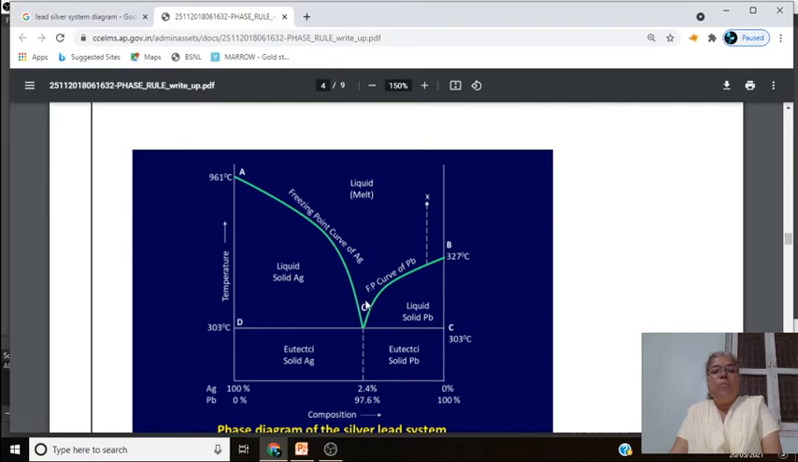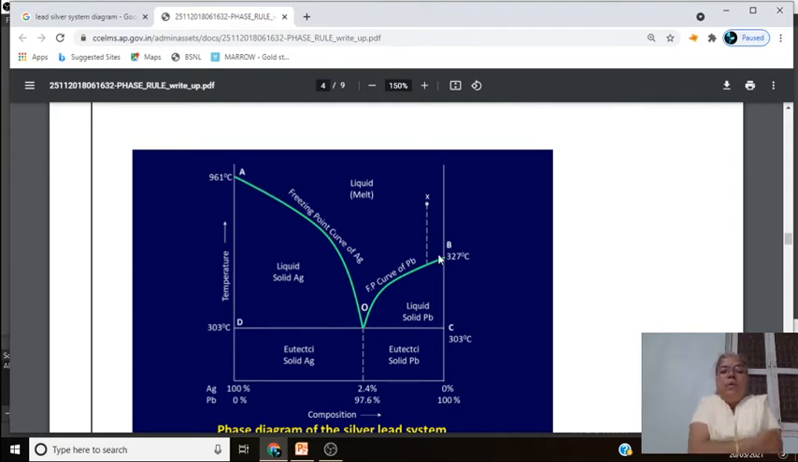The region above the points A, O, B is the liquid melt. That means we have heated silver and lead well above their melting points. To state any point in this region, we require two variables, temperature as well as composition. That means the area is a bivariant system. Then, along the curve AO, two phases are in equilibrium: solid silver and the molten mass, that means liquid of lead and silver. Thus, the curve AO is a univariant system.